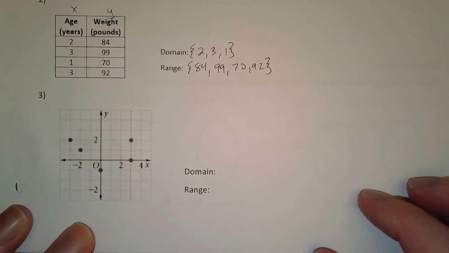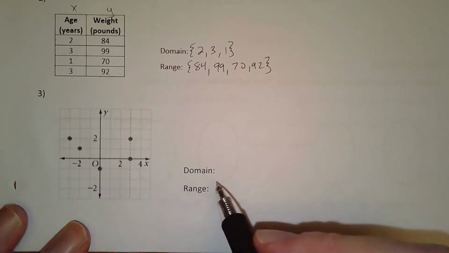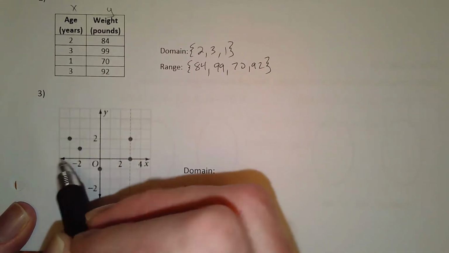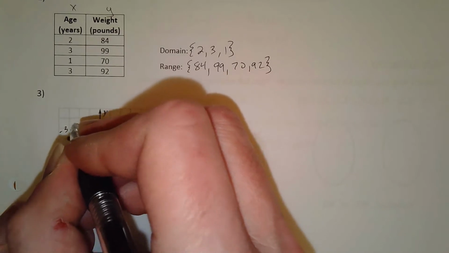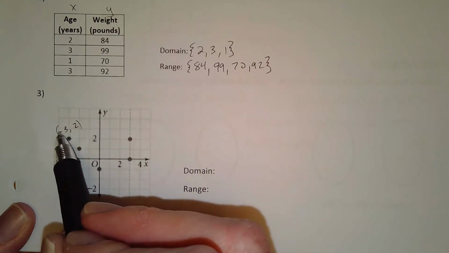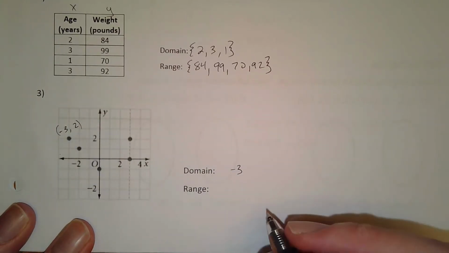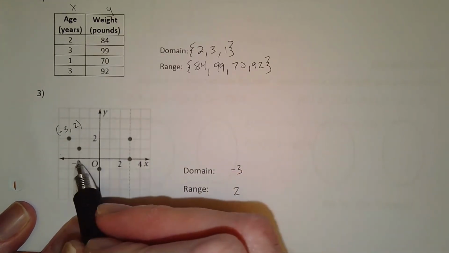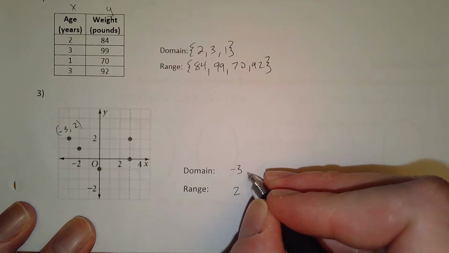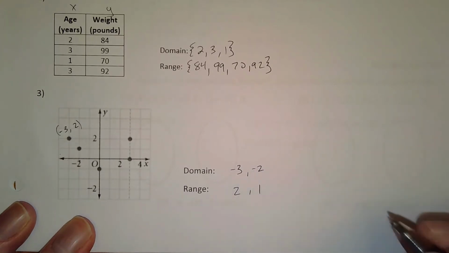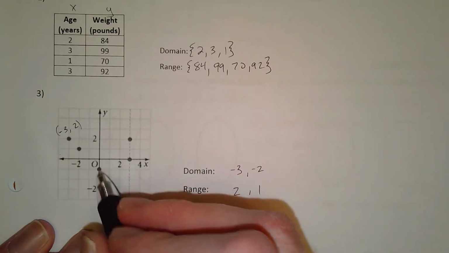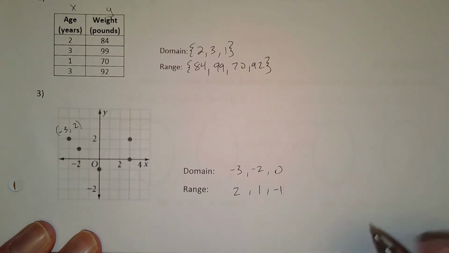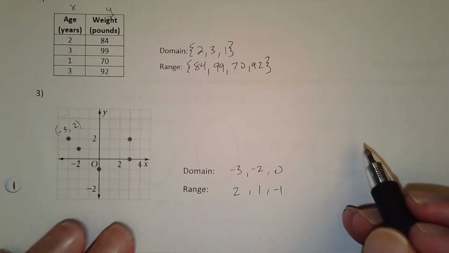And now a graph. We've got a graph here. The domain are all the x values. So this coordinate right here would be -3, 2. So the -3 would be in the domain. That 2 will be in the range. The next one is -2, 1. This point right here would be 0, -1. Again, x values, y values.